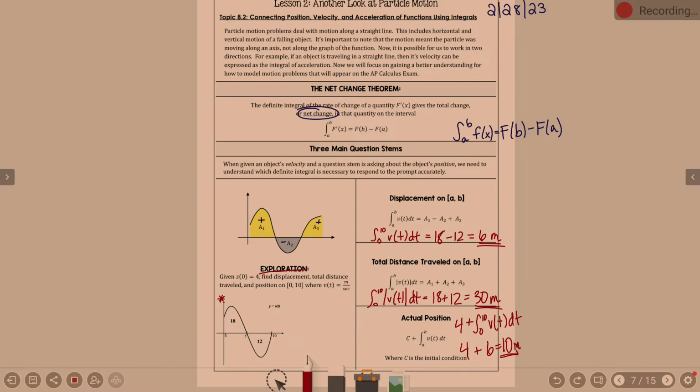Okay, so you'll have to watch. As I've been working through the homework, I found myself flipping back to the notes to double check myself on displacement versus total distance, what you're doing there.